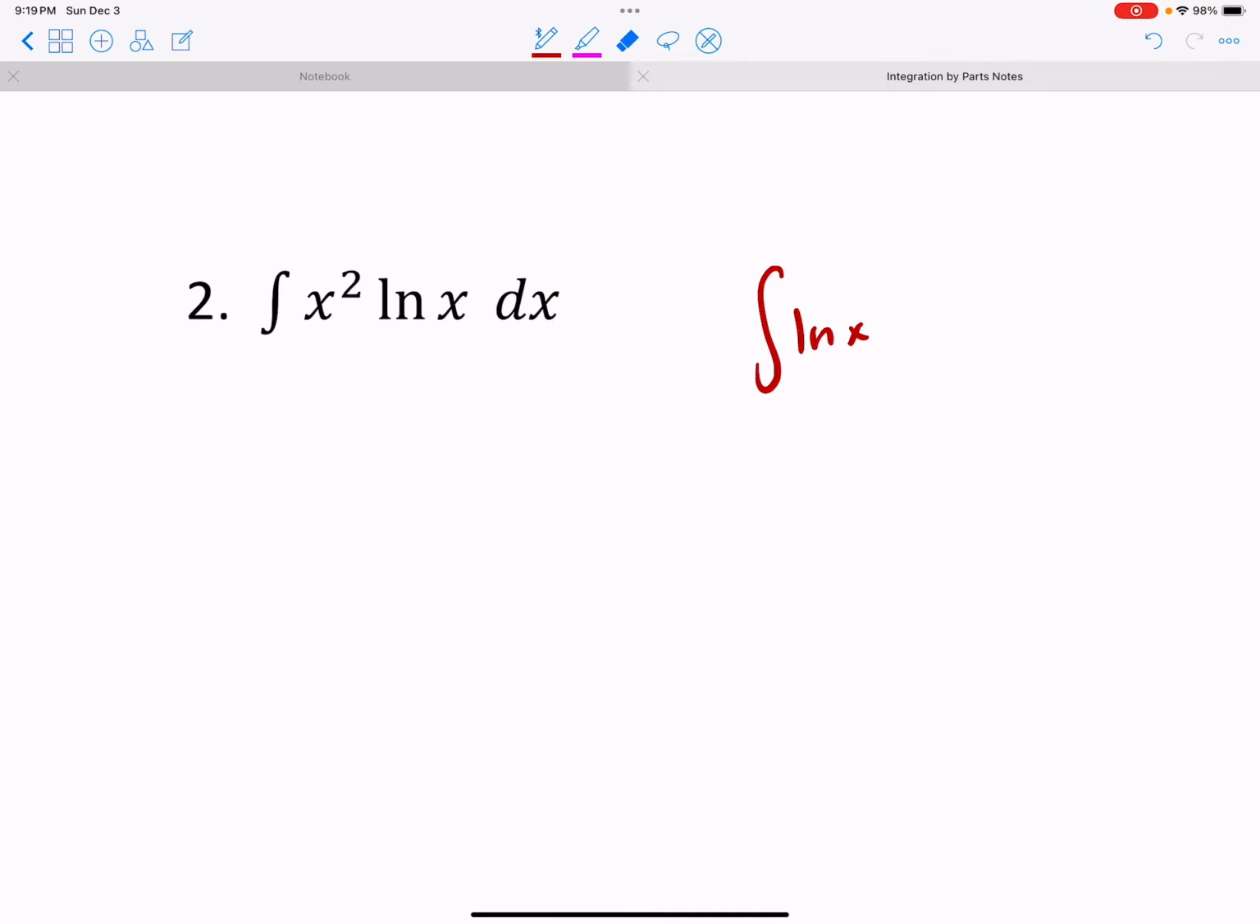I cannot just integrate natural log of x. I know how to integrate 1 over x. That integral would be the natural log of x, dx, and this would be a plus c. But I don't have this. This is not a basic integration rule that we can apply. So now that that's done, let me try it a different way.